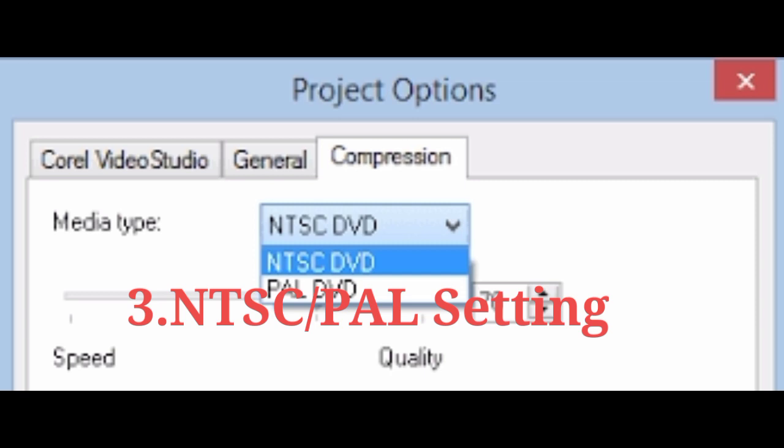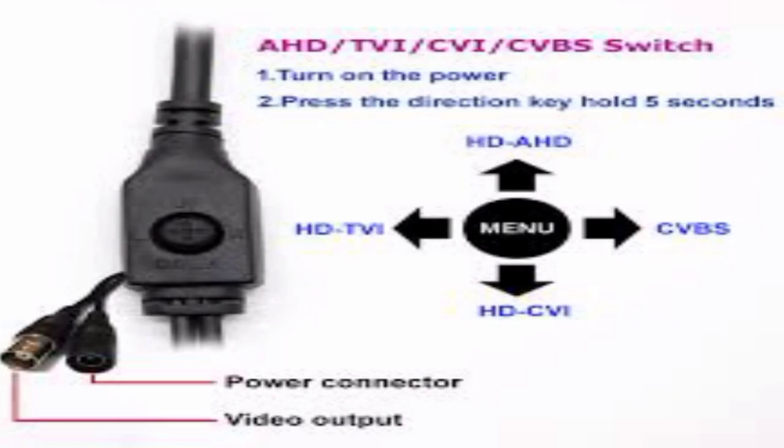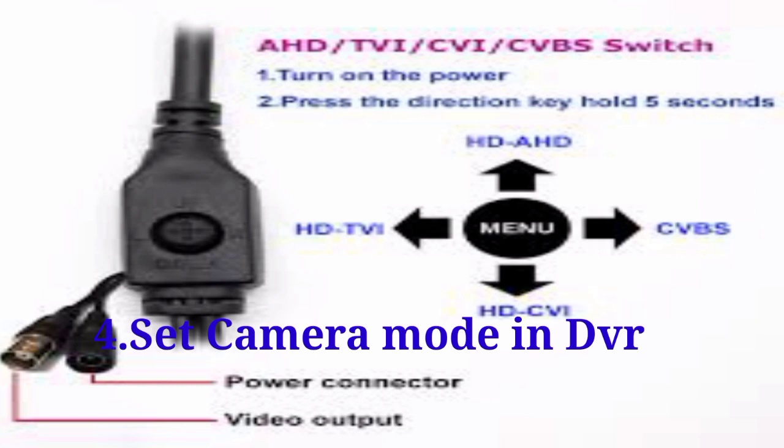Next step is camera mode selection. If you are using an HD camera and in the DVR TVI mode is selected, then you will face a lining problem on the display screen. So your camera mode should be the same as it has been set in the DVR.